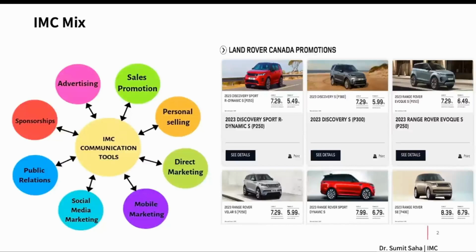Everything is represented there. It is online. So this is one kind of sales promotion example, which Land Rover is doing across the globe. Basically, this one is in Canada. Similarly, we have many similar things also.